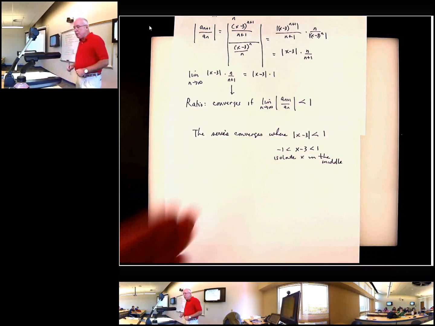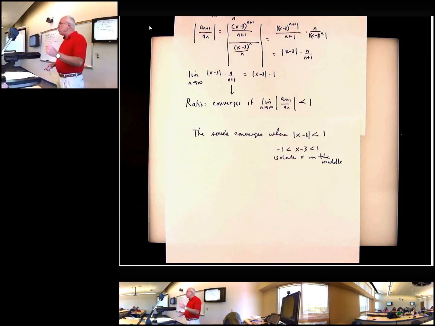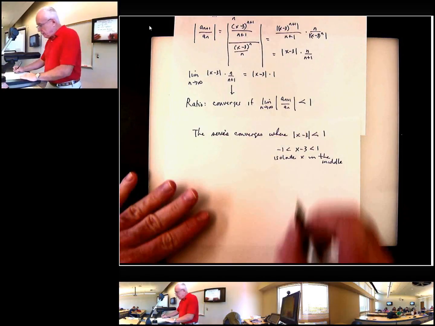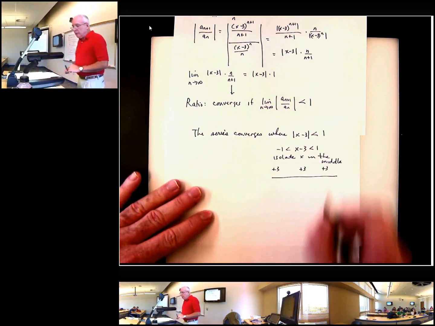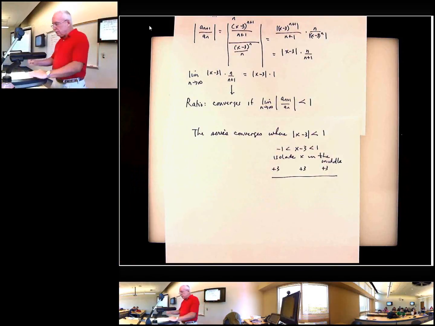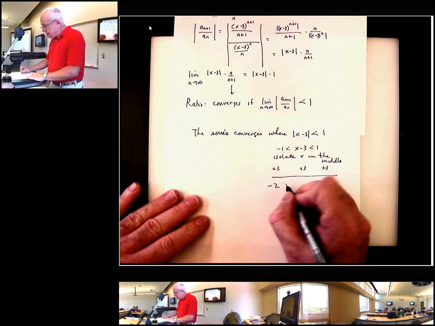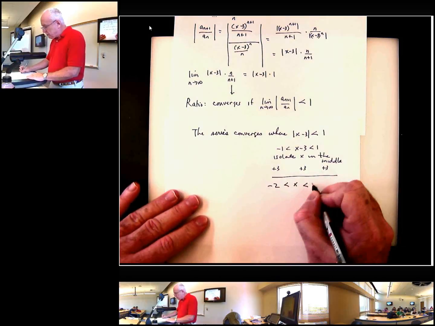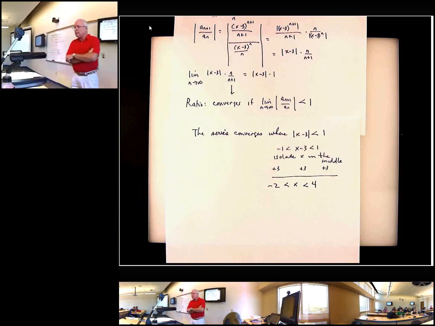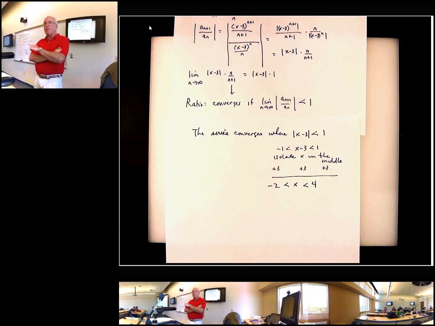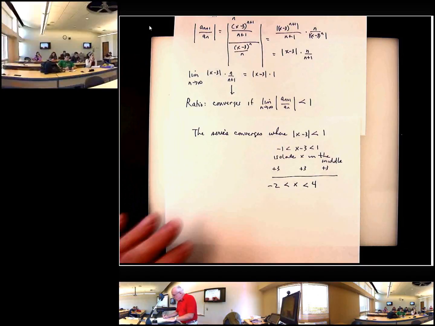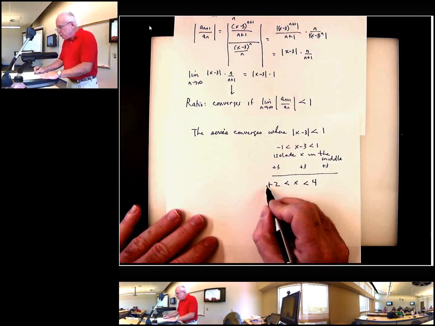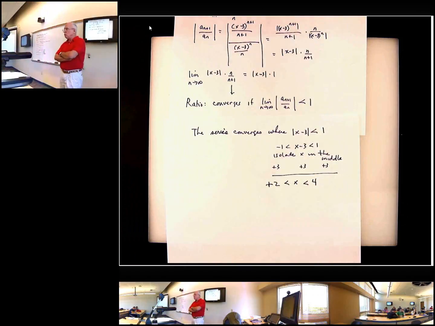And the way in this particular example to do that is to add 3 to all 3 parts. 3 in the middle, 3 on the left, and 3 on the right. So what we come up with then, minus 1 plus 3 is a negative 2, less than x, less than 1 plus 3 is 4. So when x is between negative 2 and positive 4, this series will converge. Oh, thanks. Thank you. Between 2 and 4, the series will converge. All right?